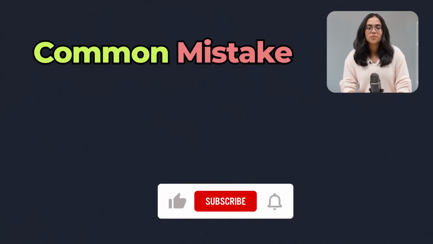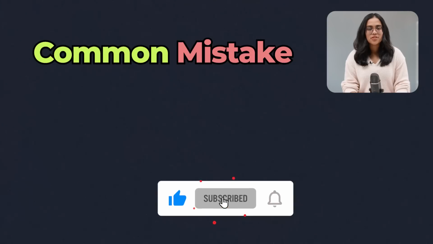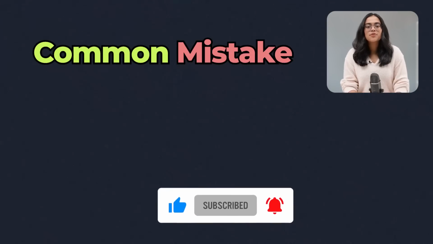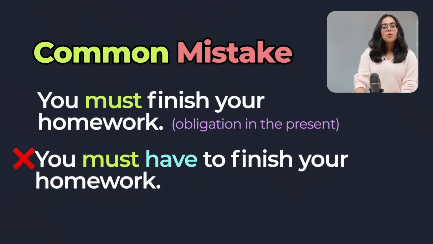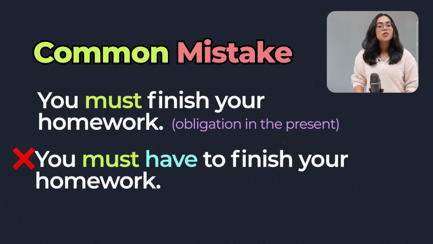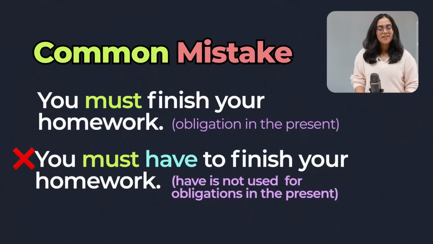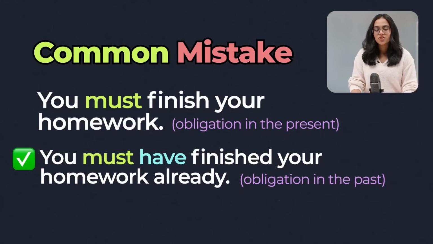Now here's a common mistake people make when they use must for obligation. Take a look at the first sentence. You must finish your homework. It's an obligation in the present. But if you say, you must have finished your homework, that is wrong. We do not use have in the present. The correct sentence would be, you must have finished your homework already. Now, this is a correct past conclusion. So a lot of people make this mistake when they say must have finished. They use the verb followed by have in the first form.